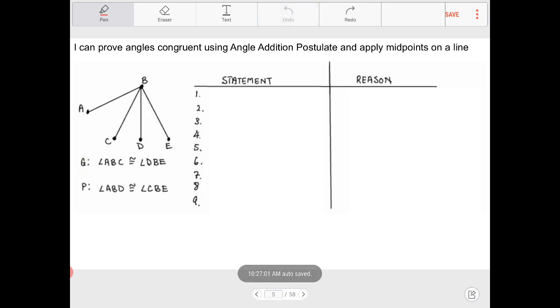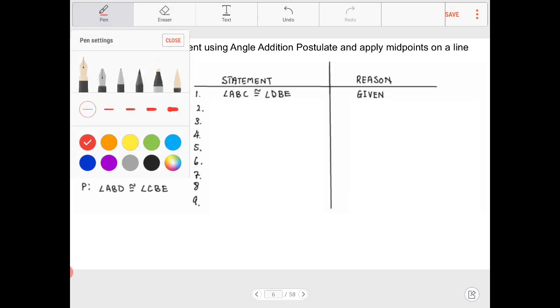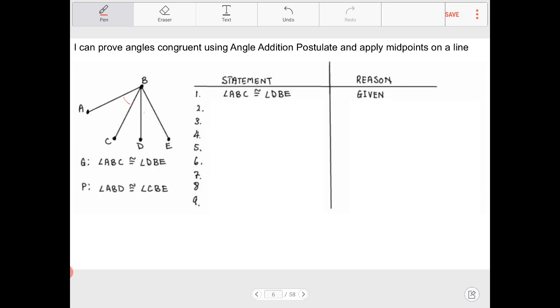Okay, so hopefully you had the opportunity to write down the givens in this statement and reason chart like I have here. It is important for you to label the diagram, and once you've labeled the diagram, I hope you are able to see that this problem in nature is very similar to the segment addition postulate problems that we've gone through in the previous two lessons. So right now I have these two angles that are congruent, marked using those tick marks there.